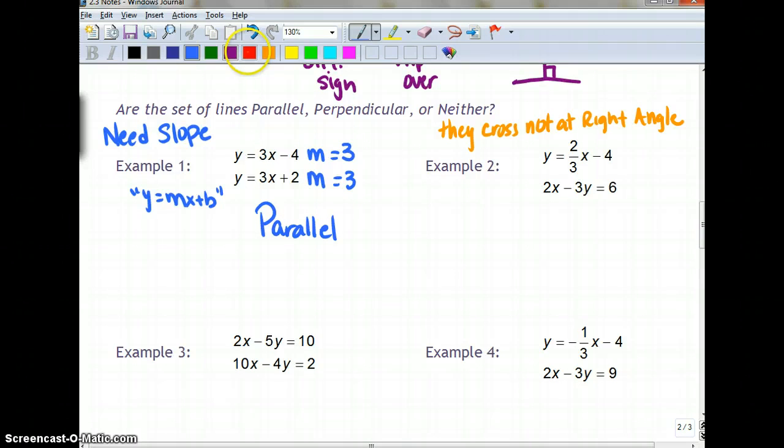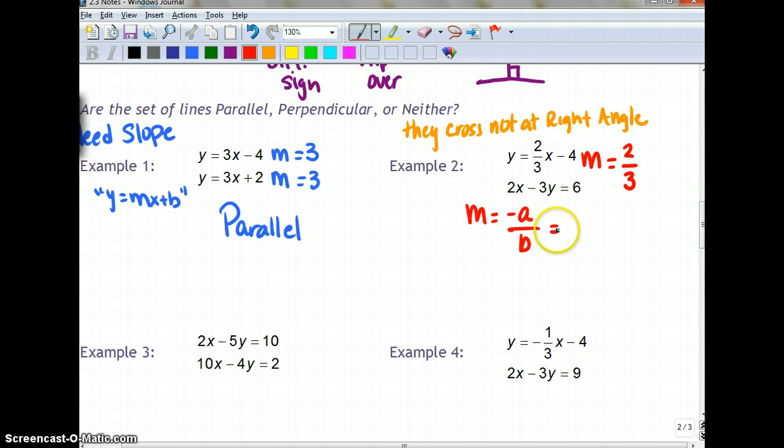In example number 2, we can tell in this top one, it's also y equals mx plus b. So in this one, m is equal to 2/3. But this bottom one is in standard form. So if you go back to the top of your notes, you'll remember that in standard form, m is equal to the opposite of a over b. So if we plug in what a is, and a is with the x, what's the opposite of a? -2 over b, which is -3. And a negative over a negative is the same as a positive over a positive. You can now see that these also have the same slope. So these lines are also parallel. So in these problems, you just want to make sure you know what the slope is.